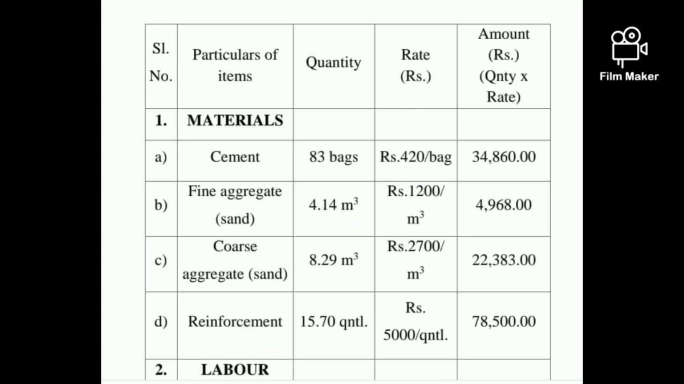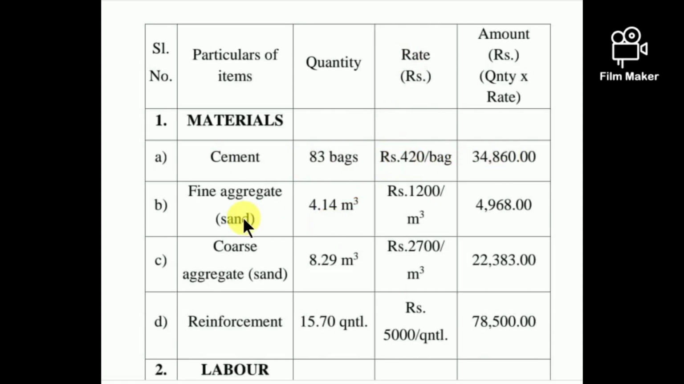Then we'll find out the amount. For that this is our table, as I already told you in the previous lecture: the serial number, particulars of items, quantity, rate, amount. The amount is always quantity into rate. Now first we'll do the calculation of the materials. So materials we have cement, fine aggregate, coarse aggregate and reinforcement. Cement we have 83 bags. The rate we'll assume as per the market rate. For cement I have taken rupees 420 per bag. So for 83 bags it will be 83 into 420, that is this.